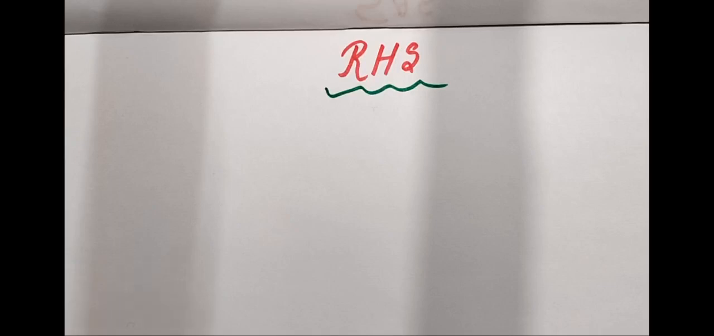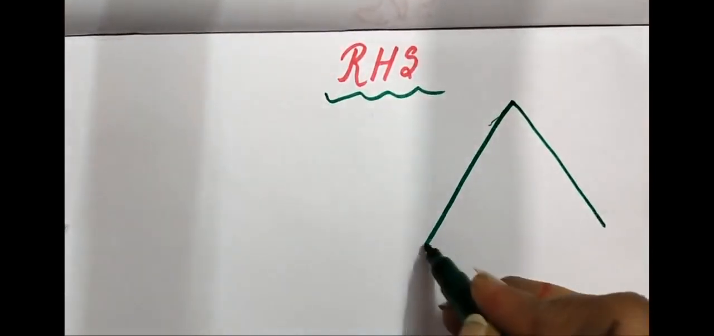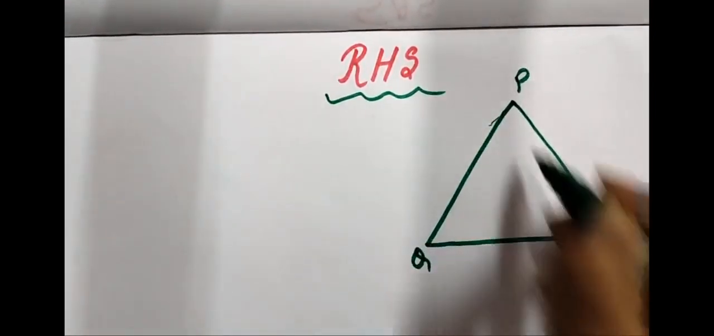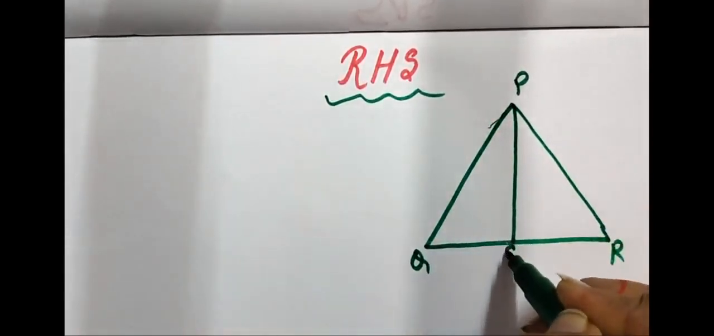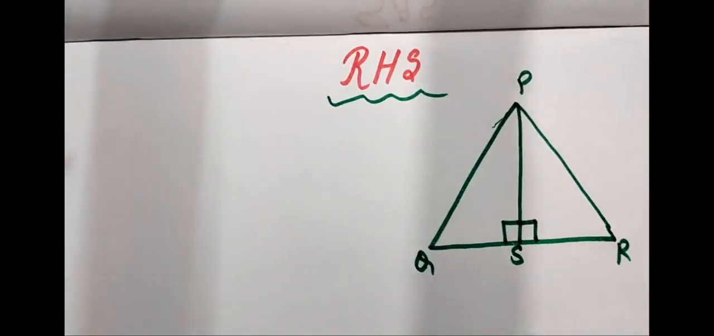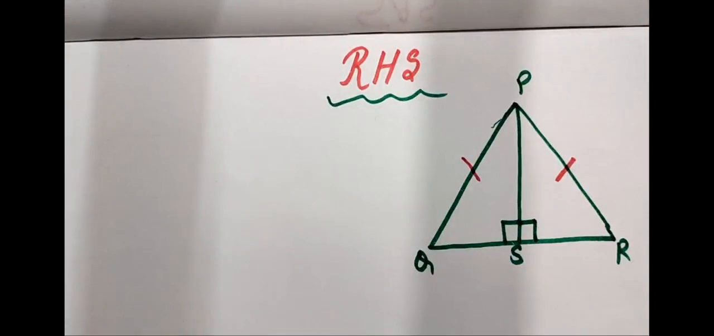So let's take one example. So I'm going to draw one diagram. So here we can take a triangle, that is P, Q, R and S. So this is a right angle. So now we have two right angle triangles, that is PQS and PRS. So we have to show that these two triangles are congruent or not. So here it is given PQ is equal to PR. This is an isosceles triangle.